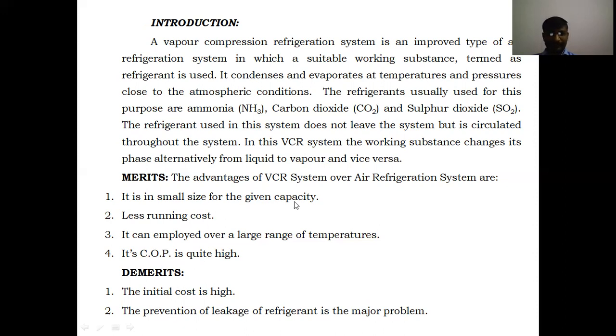Then there are demerits also for the VCR system. The initial cost is high. Initially, the VCR system uses a compressor, condenser coils, copper condenser coils.